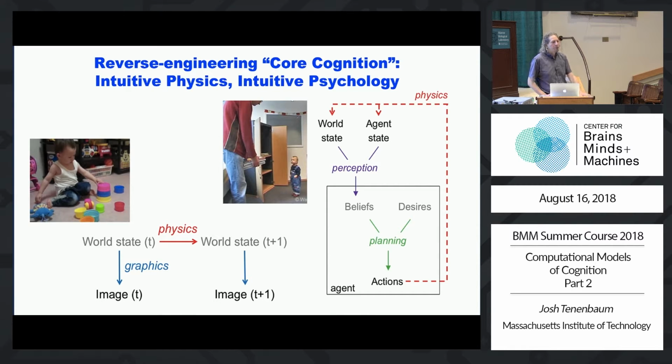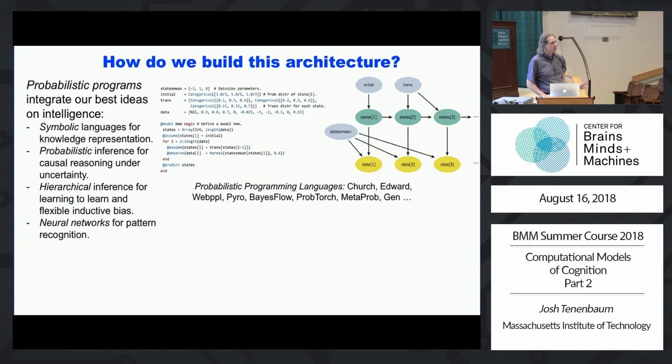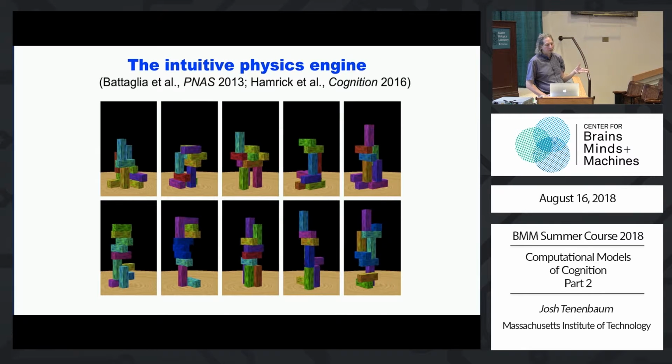Okay. But mostly what I'm going to do here in part two is talk about how we build these models using the tools of probabilistic programs and some game engine simulators. Okay, and we'll spend a lot of the time on intuitive physics for a number of reasons. It's exciting to us. We're doing a lot of work on it. We've made a lot of progress.